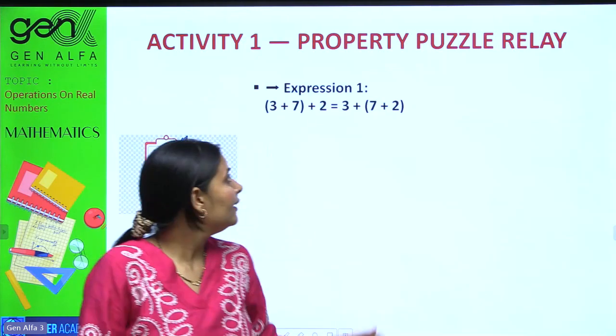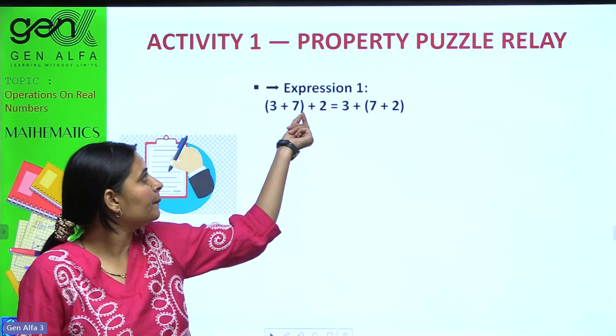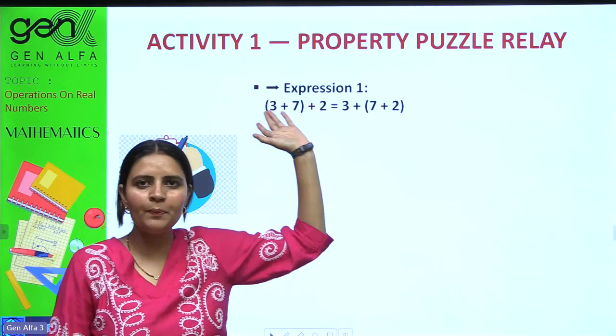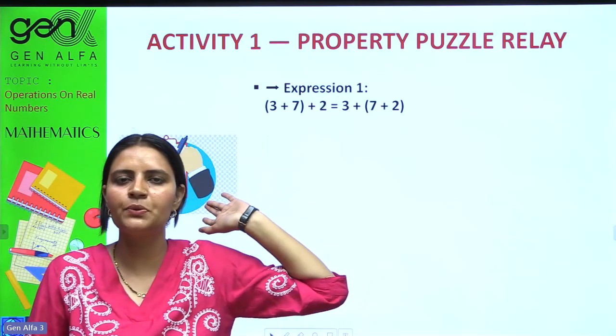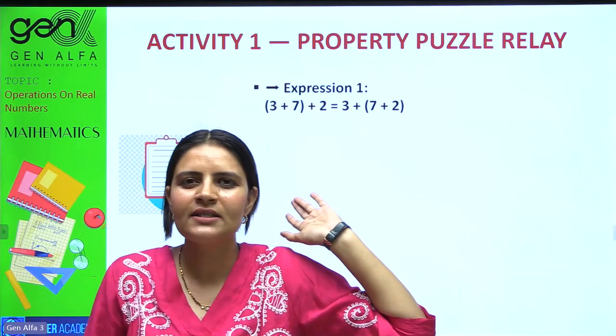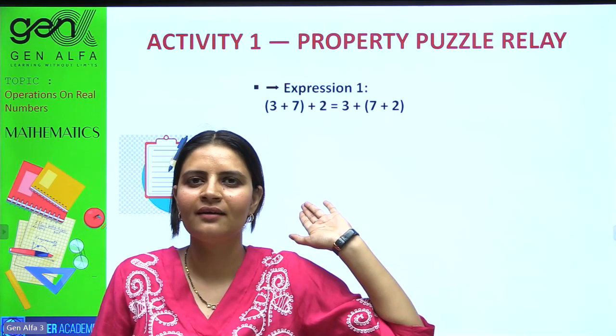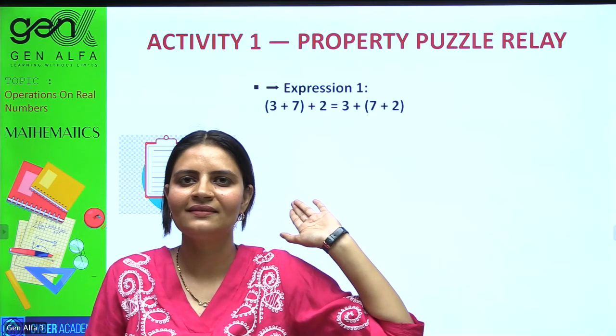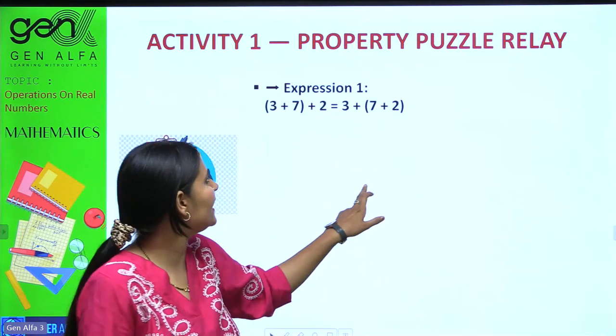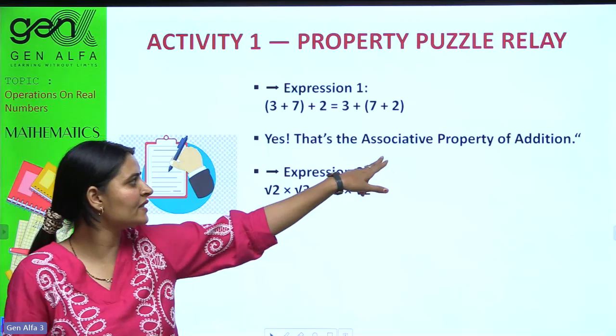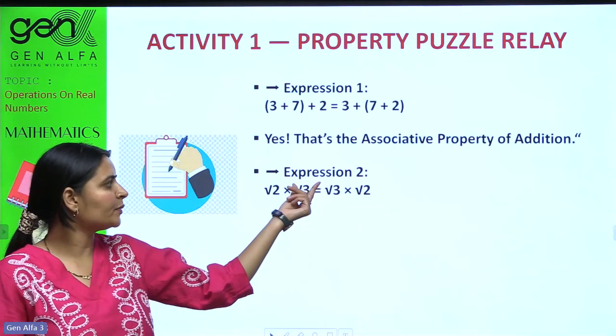Here is the expression 3 plus 7 plus 2. Which property am I using here? 3 numbers are considered and it's a game of brackets. So what would you say? Yes, ma'am, it's the associative property. That's the associative property.